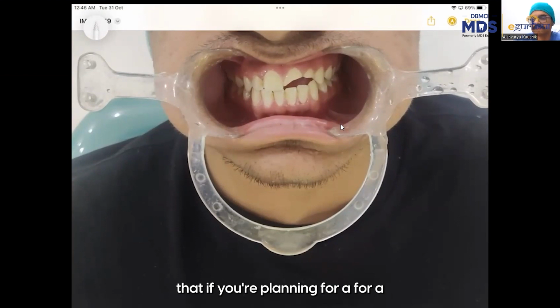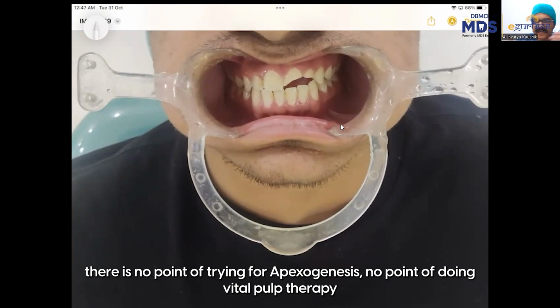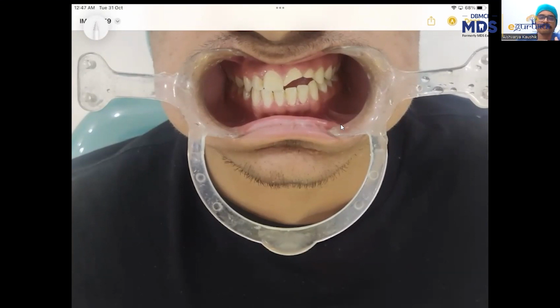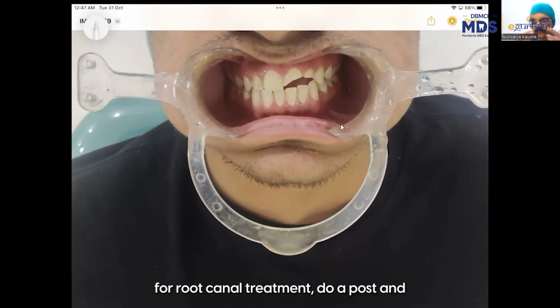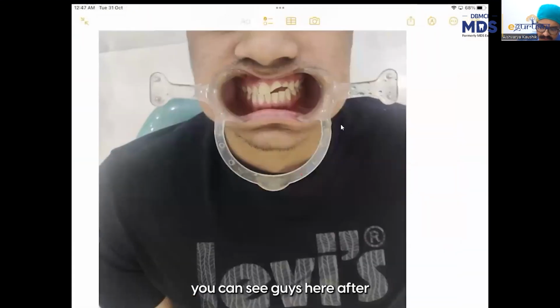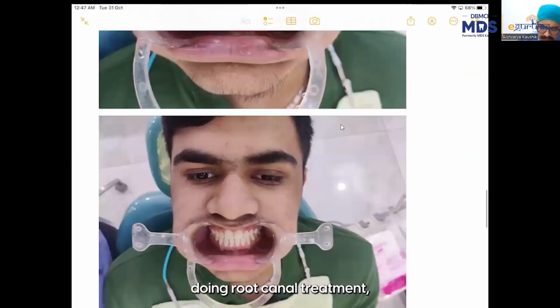If you're planning for a definitive crown and you do a direct build-up and then a crown, it won't sustain. You need a core build-up which will last for a long period of time, because only then your crown will be there. Even if you have very little remaining dentine thickness, in which you ideally could have gone for a direct composite restoration, in this case there is no point trying for apexogenesis or vital pulp therapy. The tooth is mature, the patient is 18 years old, the root apex is formed. You have to plan for a post and core, go for root canal treatment, do a post and core, and give a definitive restoration.